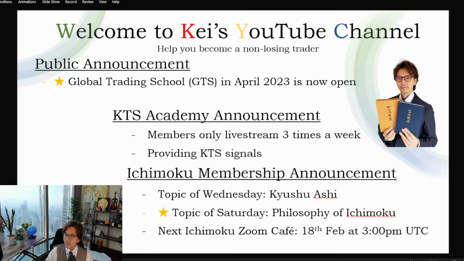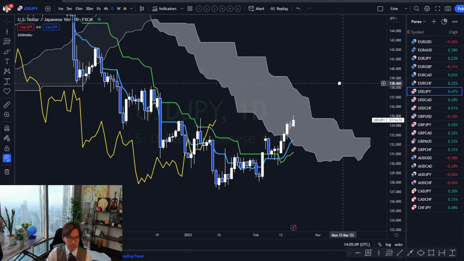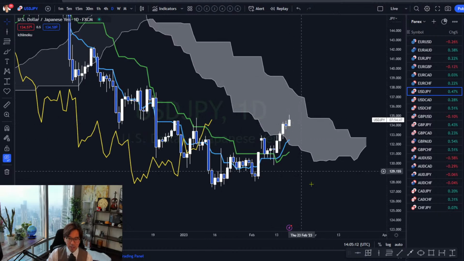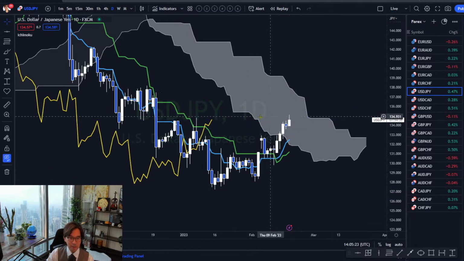Okay, so now let me switch the screen to TradingView. Okay, and here is the USDJPY. First I was watching the daily time frame, which was within the Kumo, and I also knew that there was a resistance level, sorry, I think I have too many lines, but the resistance level was 134.78 from the 6th of January.